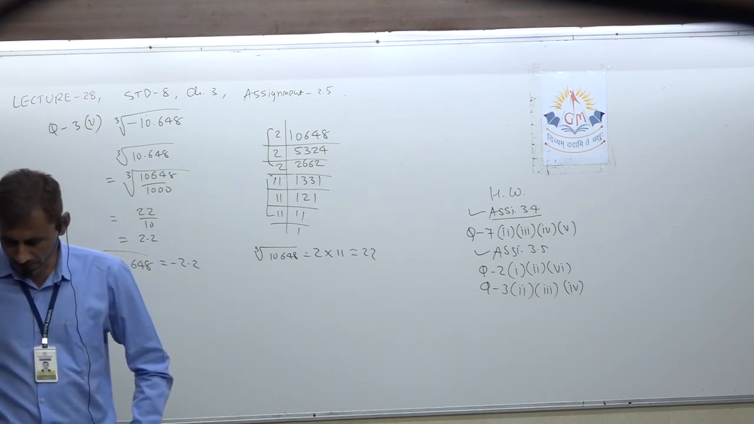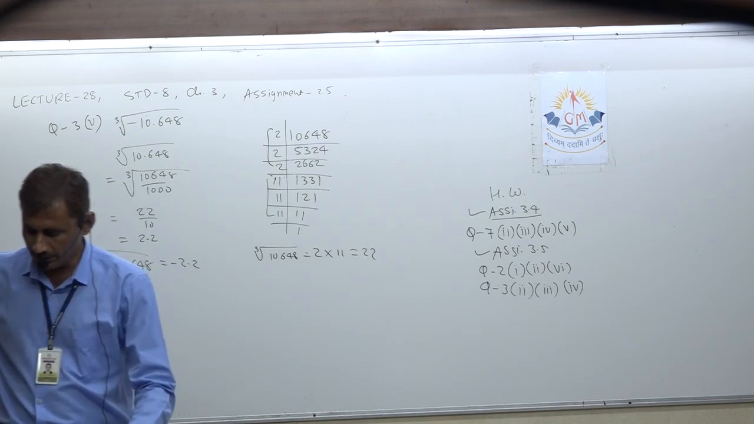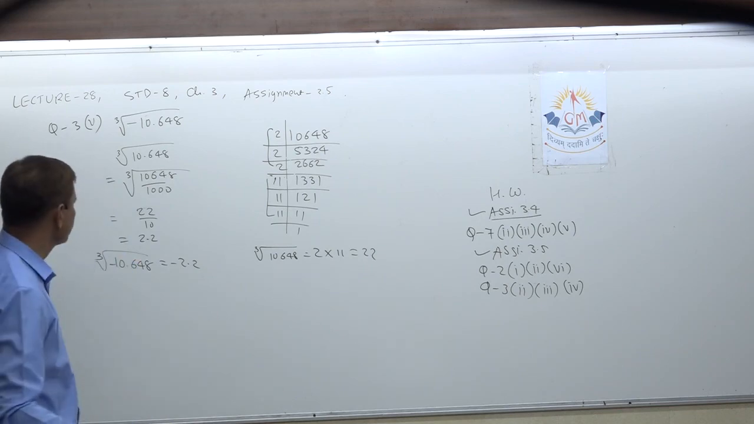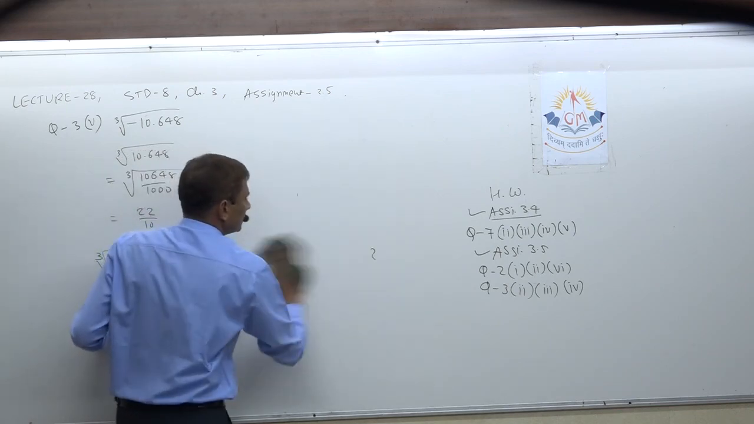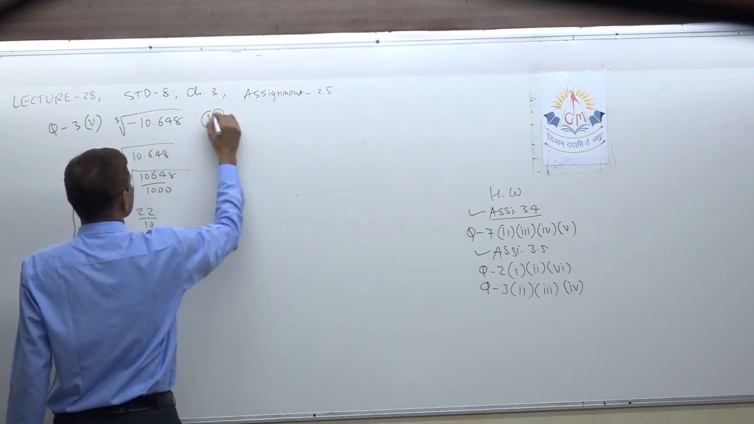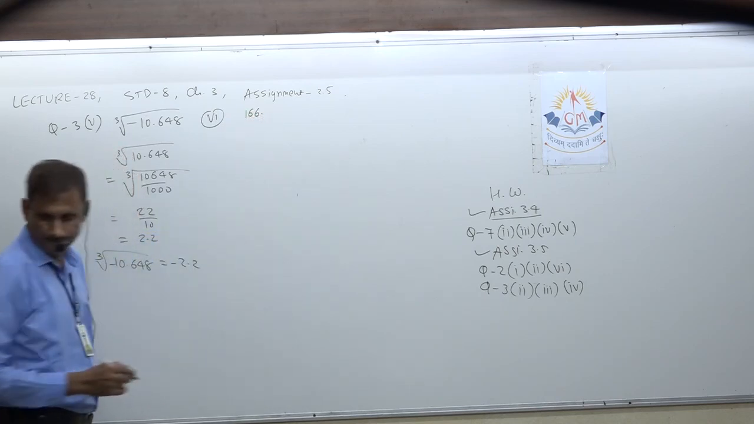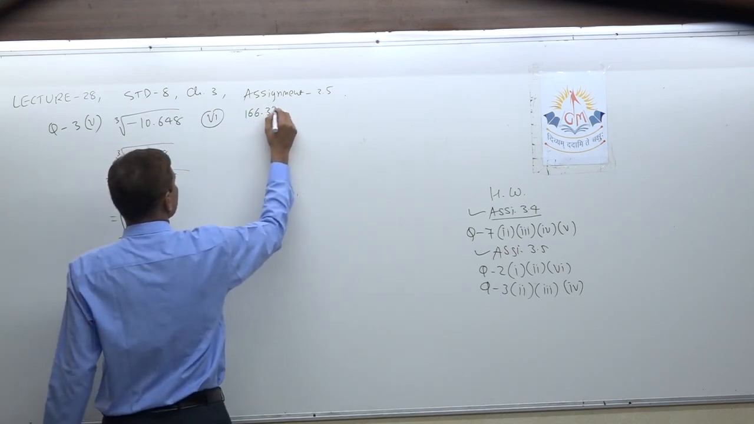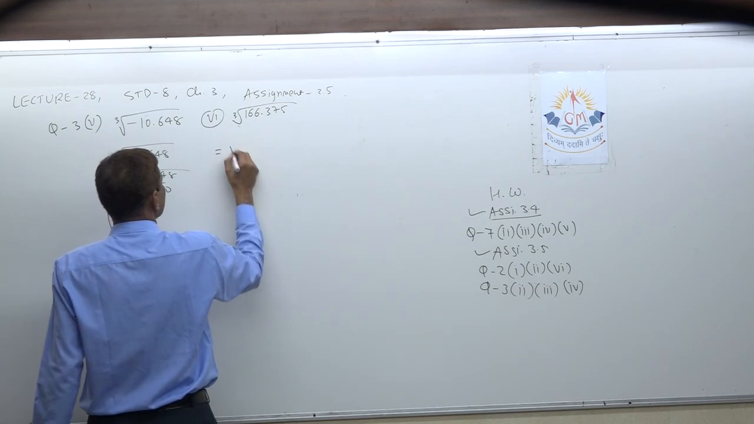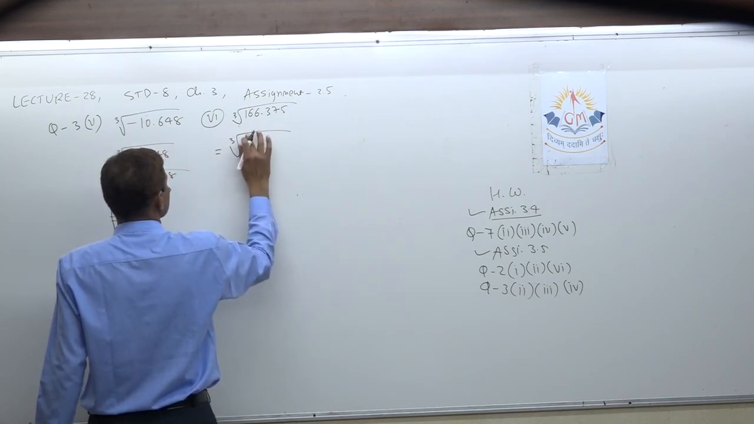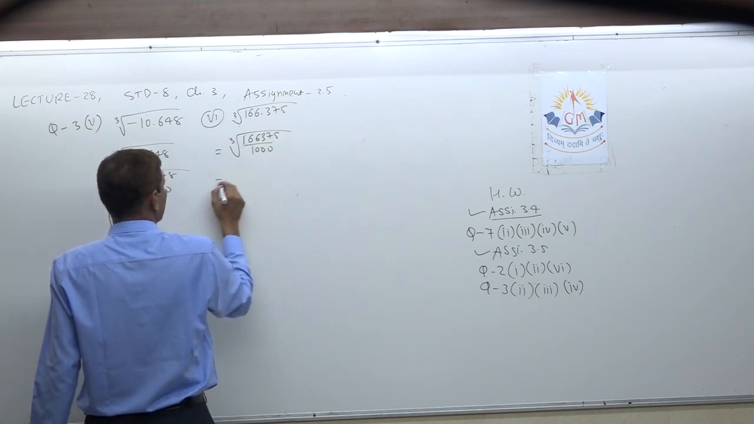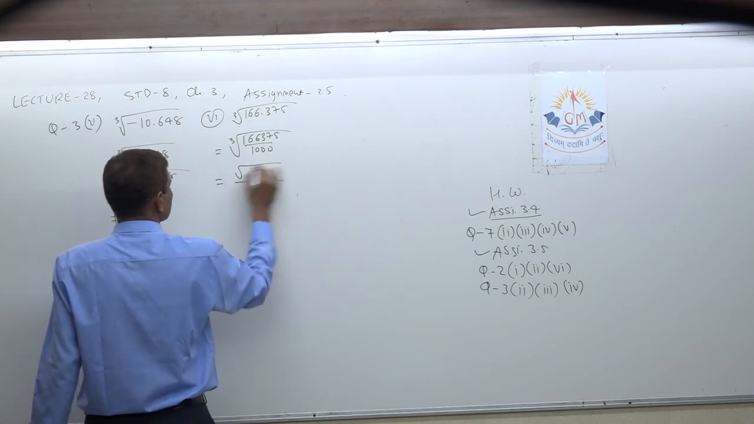Okay, same way you can find for 166375 also. Let's do it first. The cube root of 166.375. So remove the cube root sign. So it will be 166375 upon 1000. Now the denominator we know, 10. What should be here? So we are going to find it.